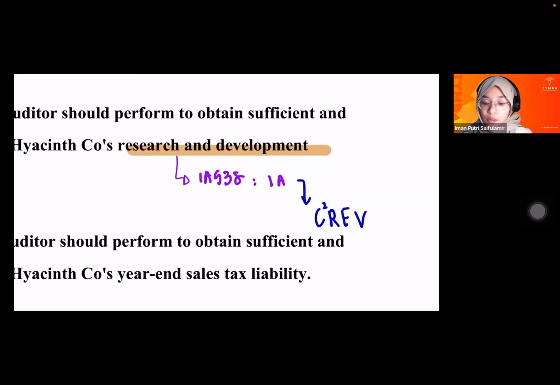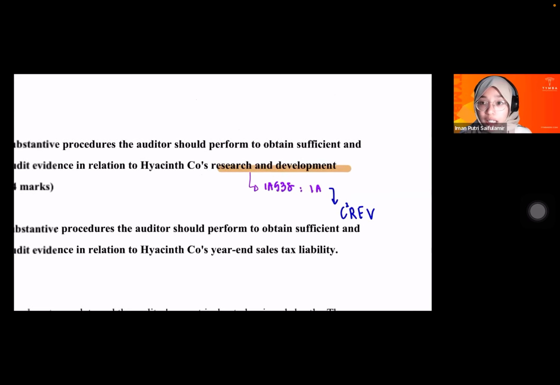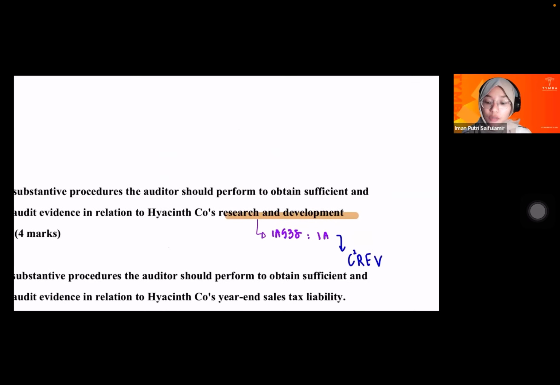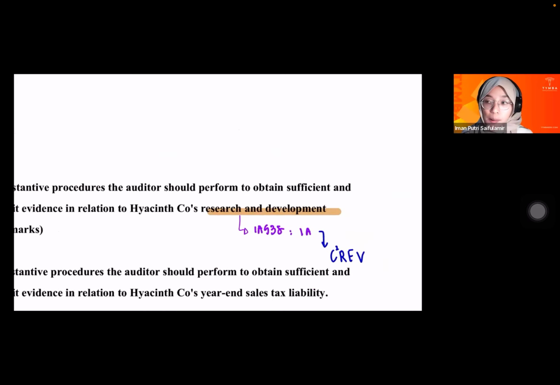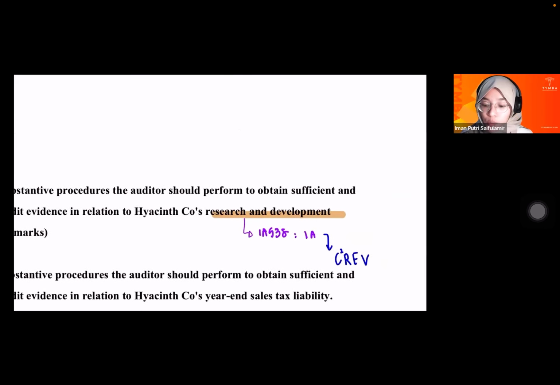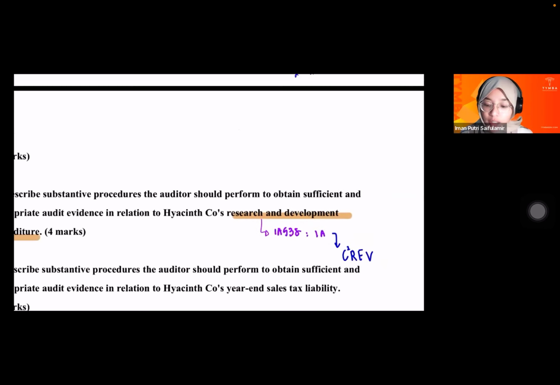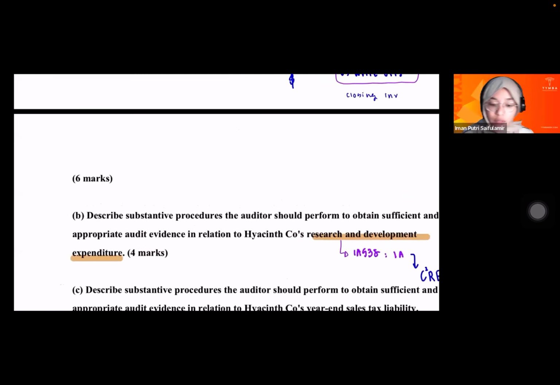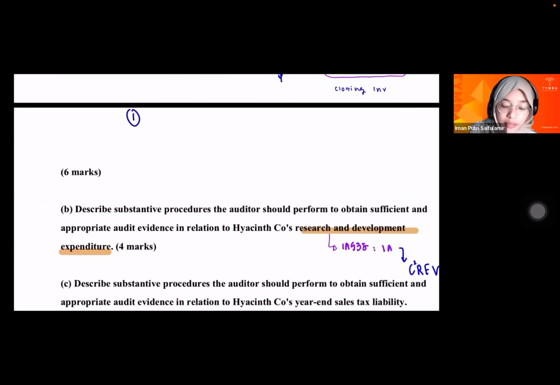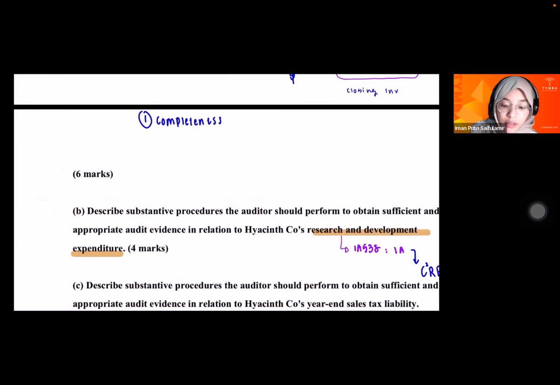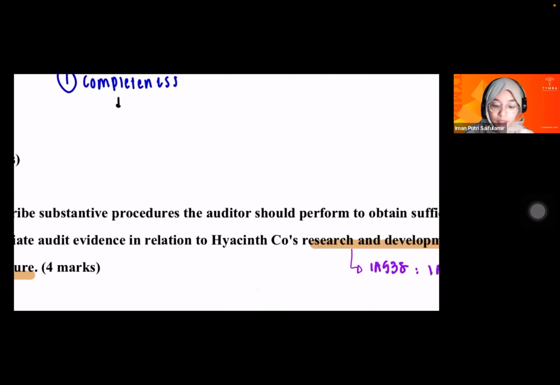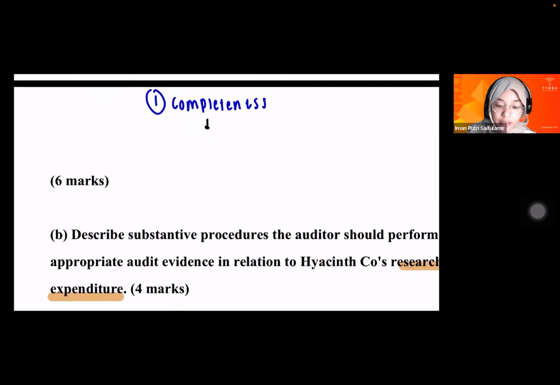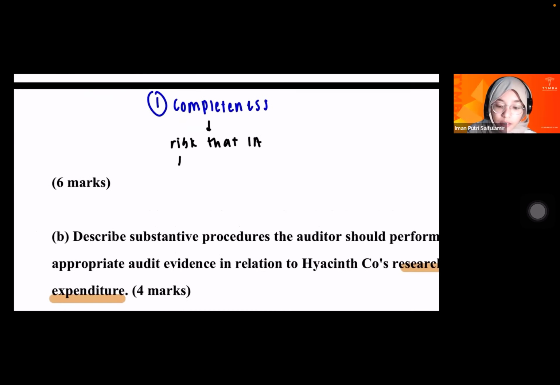Okay, so let's try to think of each risk in aspect of each of this assertion. Okay, so what does the first C stand for? Let's try to go by assertion. The first C stands for completeness. This deals with the risk that intangible asset is not recorded.